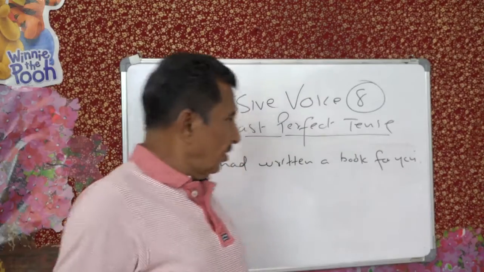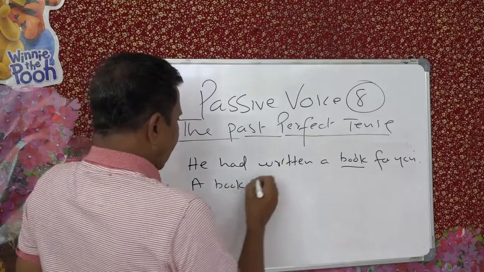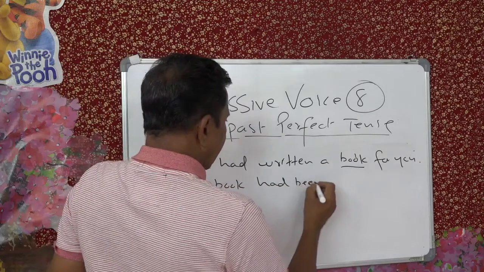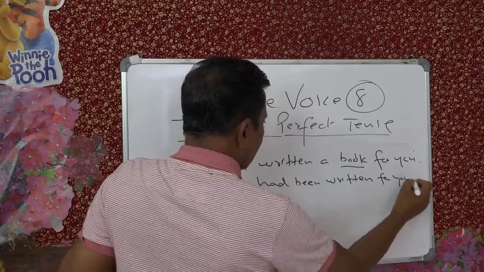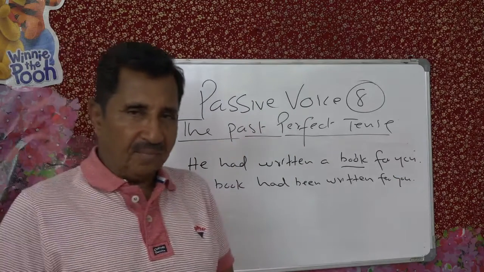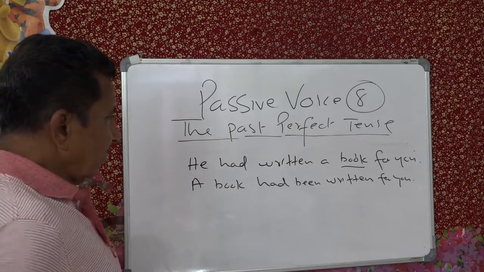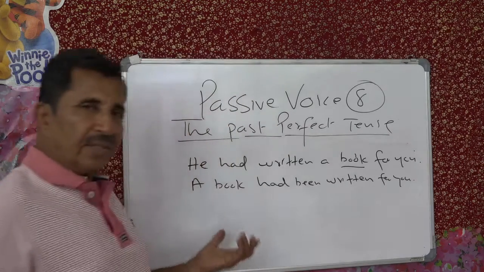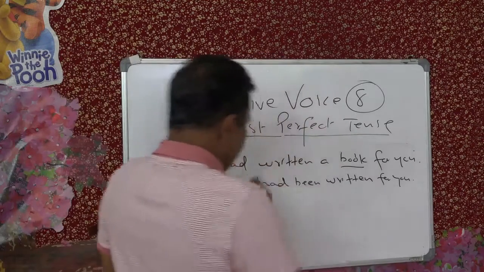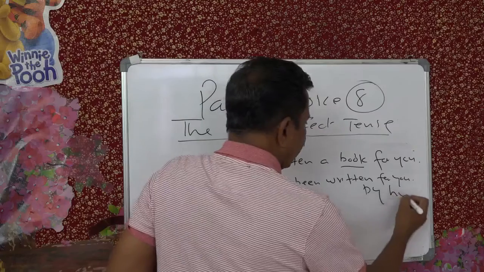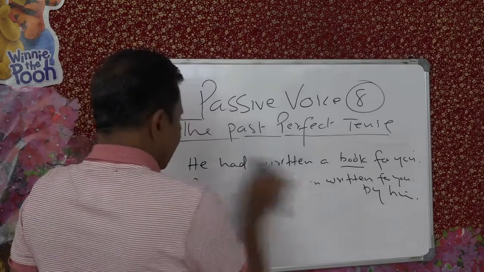In this case, with "for", the passive will start with a book. A book had been written for you. By him, that is understood. A book had been written by him for you. Or if you want, a book had been written for you by him. Let us for the time being do this, because that is not required, but still, if you want to, we can write it like that.